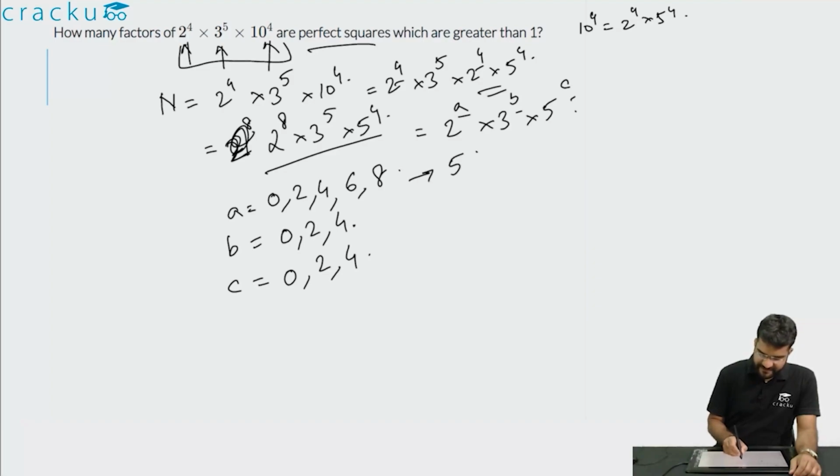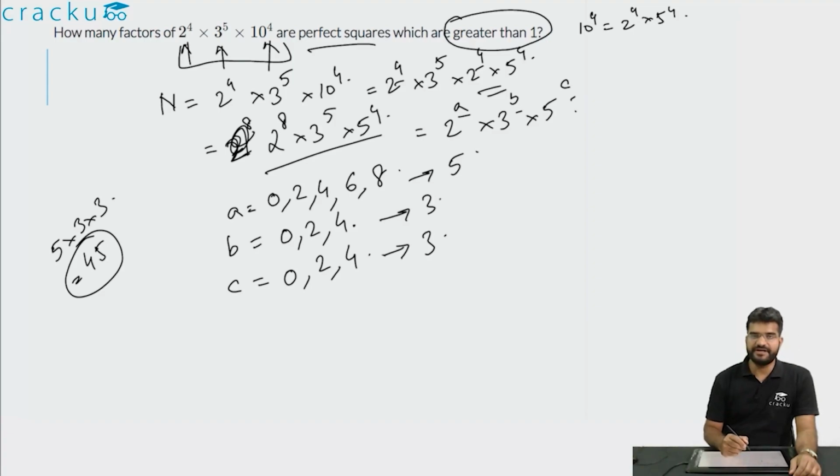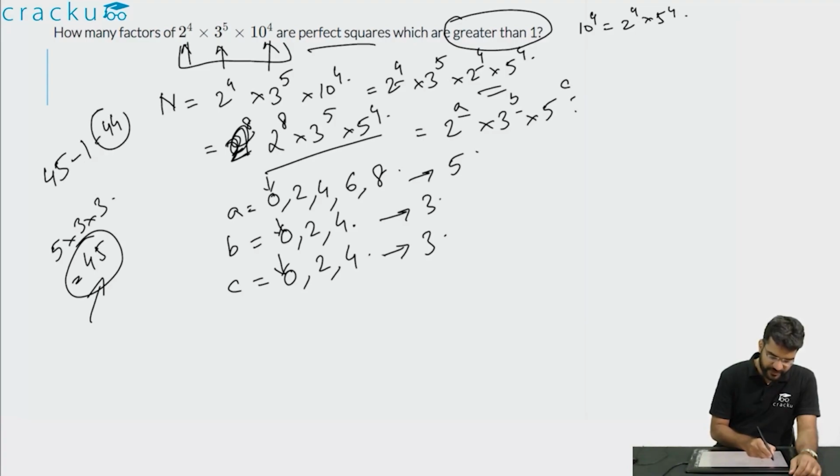So a can take 5 values, b can take 3 values and c can take 3 values. So the total number of factors which are perfect squares will be 5 into 3 into 3. This is equal to 45. But we are required to find out how many of them are greater than 1. One of the factors which is included in this 45 is 1. That will happen in the case where a is equal to 0, b is equal to 0 and c is equal to 0. So we have to remove that one particular case from 45. So the required answer will be 45 minus 1, which is equal to 44.